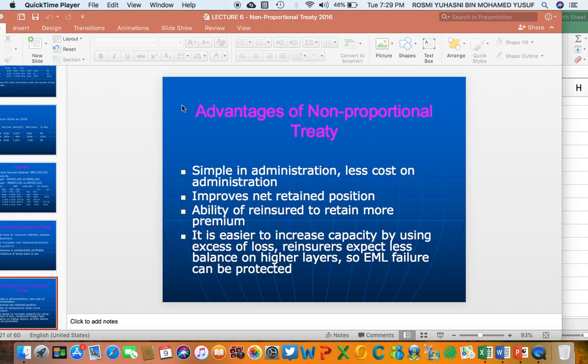Okay, we continue from the last slide on this point, which says that one of the advantages of non-proportional is being able to increase capacity by using excess of loss. So the reinsurer is expecting less balance on higher layers, so EML failure can be protected. Or in other words, the advantage here is that non-proportional is able to protect against EML, or estimated maximum loss, failure or error.